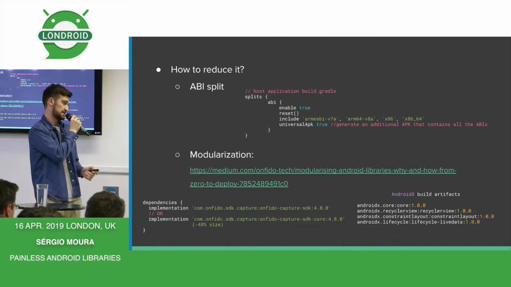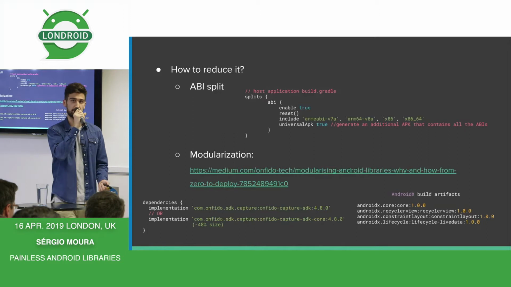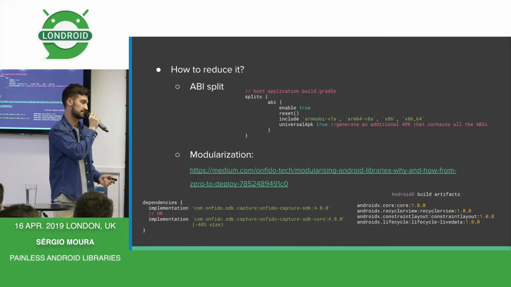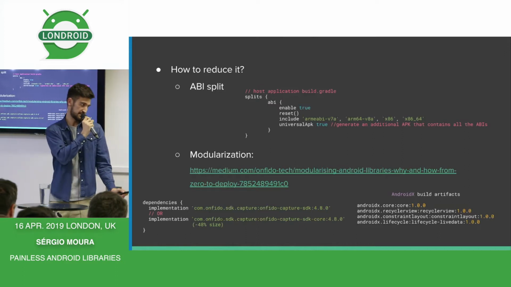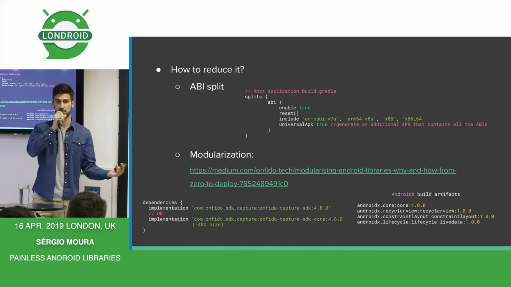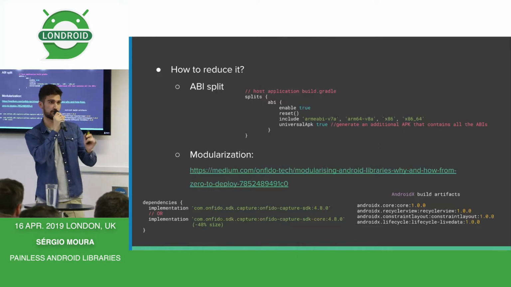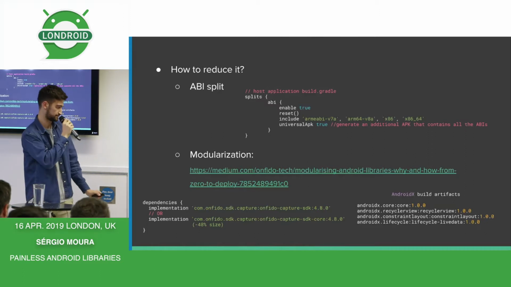The second one is definitely modularization. It's a pretty hot topic in app development, but it can and should be done in library development as well. Basically, the idea is doing the same that the support library does. Instead of shipping one huge library, shipping small libraries that can be used by themselves.